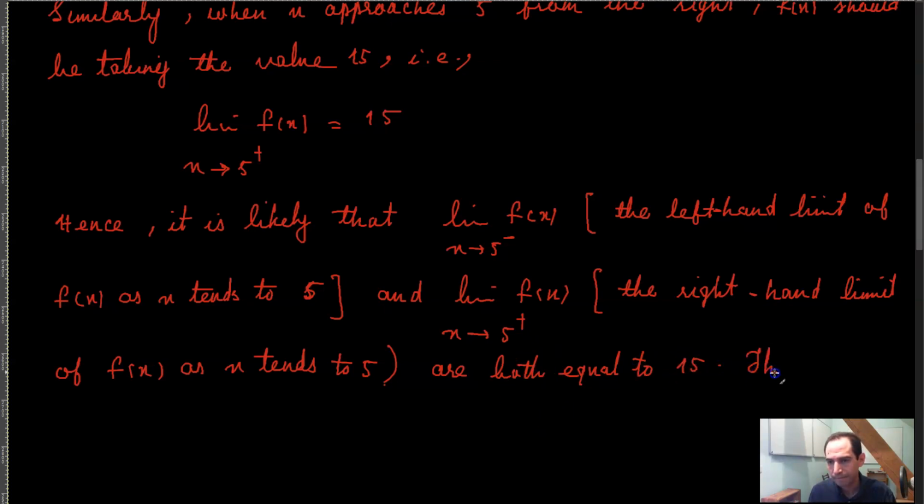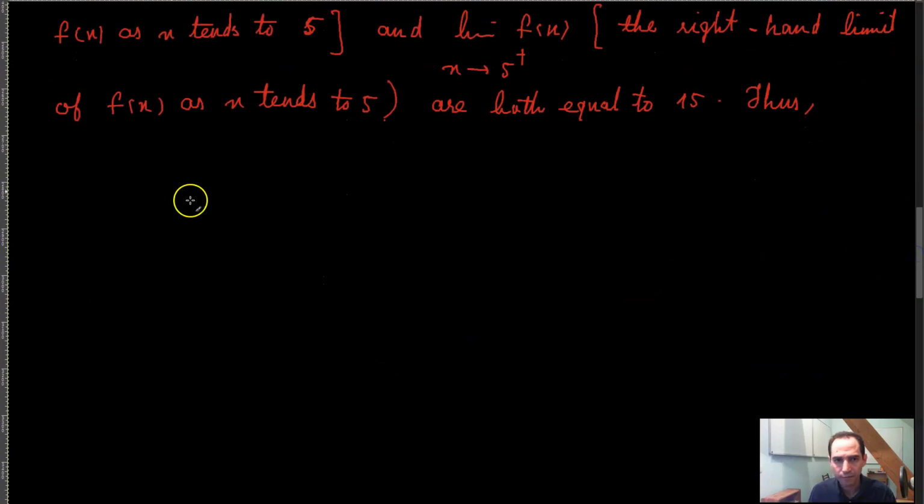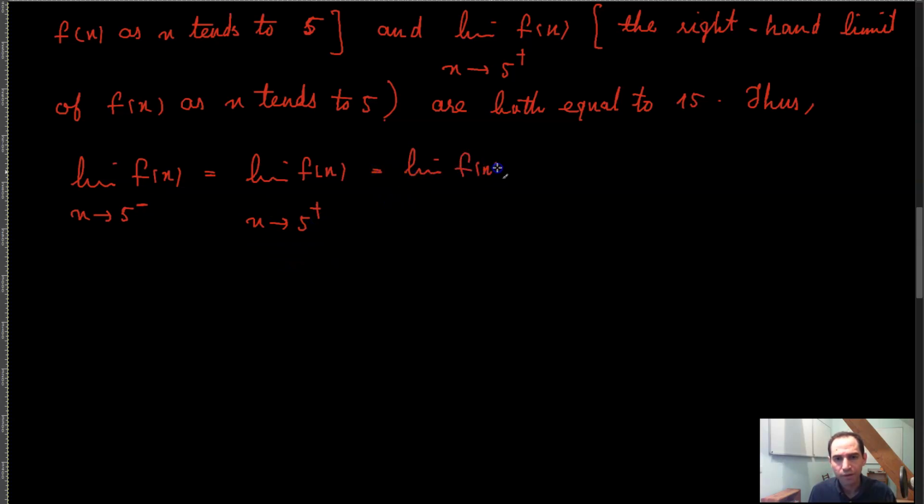Thus, you can say that the limit of f of x as x tends to 5 from the left is equal to the limit of f of x as x tends to 5 from the right is equal to the limit of f of x as x tends to 5 is equal to 15. Now, this conclusion about the limit being equal to 15 is somewhat strengthened by seeing the graph of this function, which is given in figure 2.16, chapter 2.